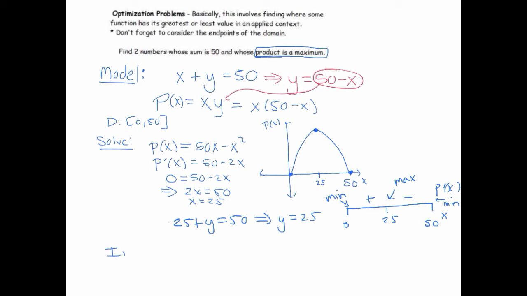And so the last thing we'll do is just interpret our answer. And this is nothing more usually than a sentence that is answering the question asked, and if units are required, make sure you use the correct units. So no units are required for this problem, so I'll just say the two numbers are 25 and 25.